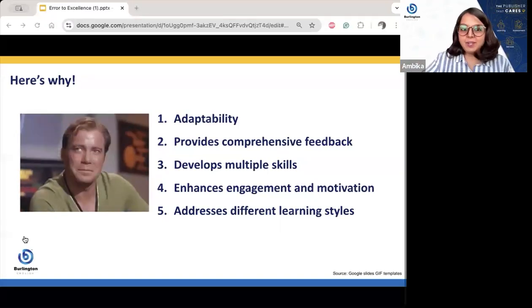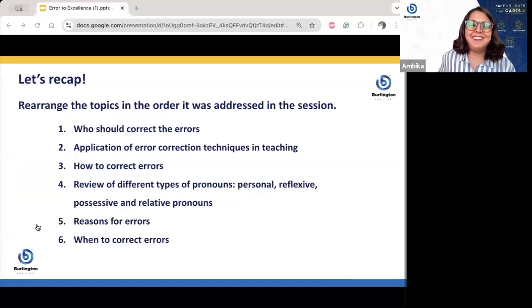Okay. So we are reaching the last one minute of our time, and let's do a little bit of a recap. Let me see how many of you were fully aware of the flow of our session today. Can you rearrange the topics in this slide in the order in which we addressed them in the session? You can just put the numbers.